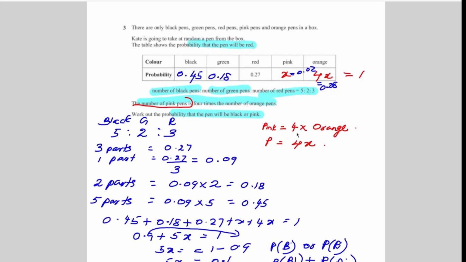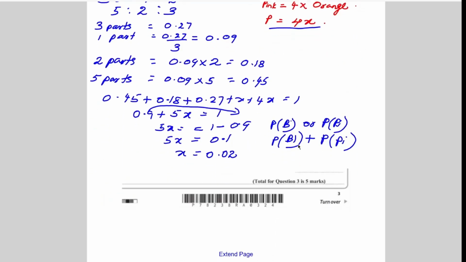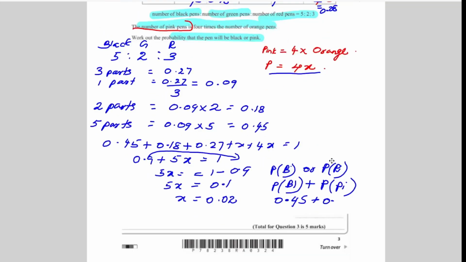Pink means 4x. Here I made a mistake here. 0.8. Here x. Orange is x. Here we got pink as 4x. So here 0.45, 0.08, which gives out 0.53.